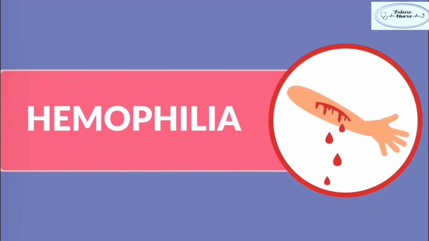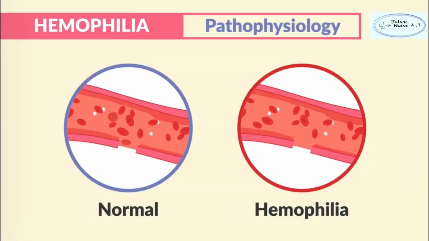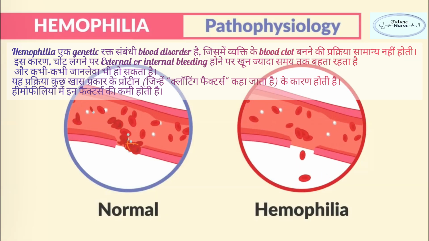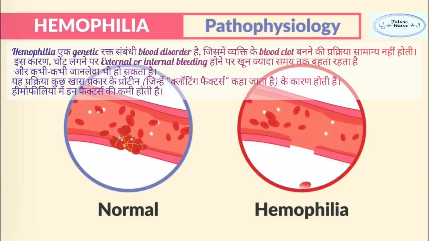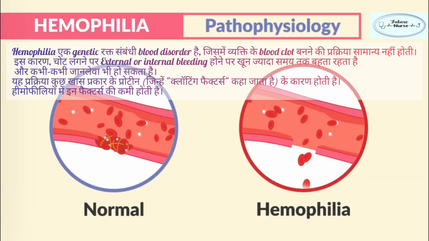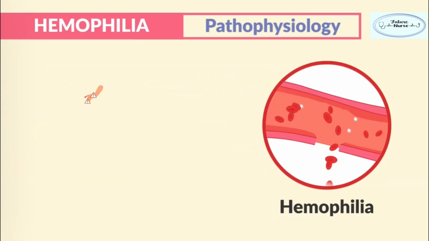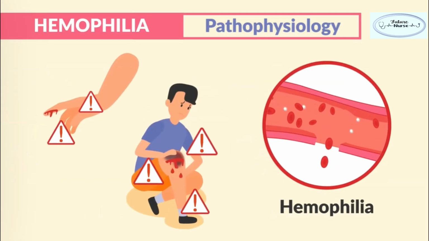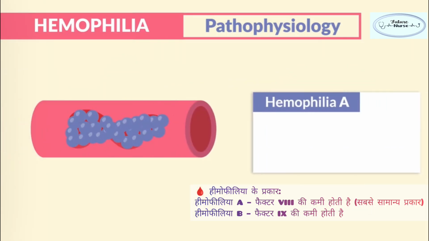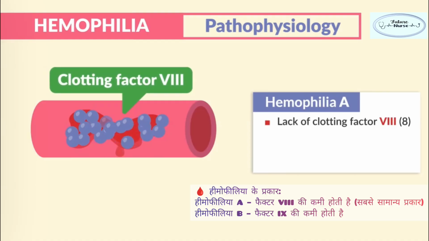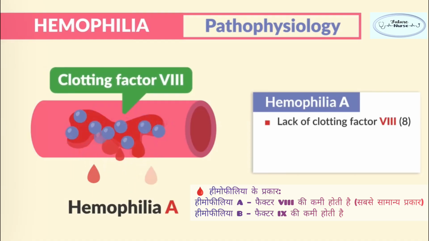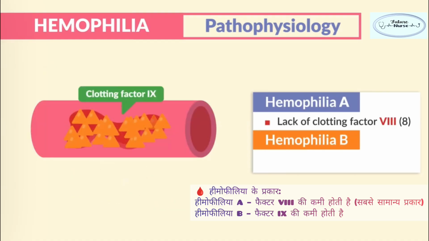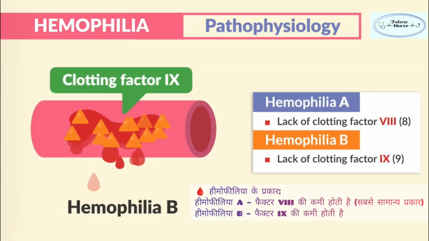Now for hemophilia. This is an inherited bleeding disorder in which the blood does not clot normally, increasing the risk of excessive bleeding after any type of small injury, say from a paper cut or even a fall on the ground. So hemophilia A, we lack the clotting factor 8, which helps the blood to clot. And in hemophilia B, we lack the clotting factor 9.